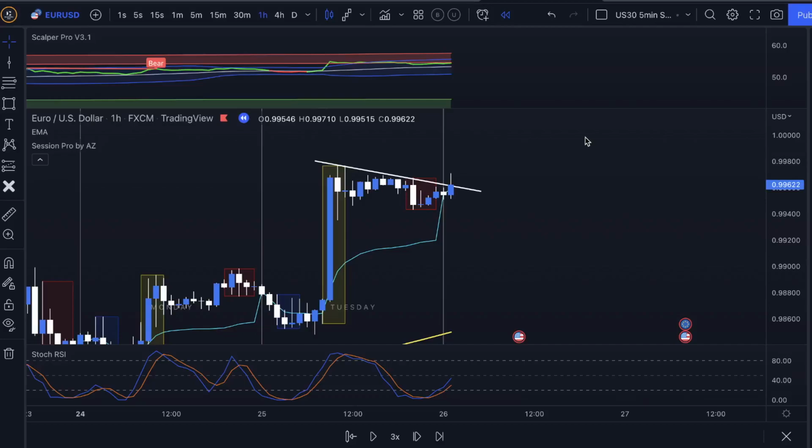Hey guys, and welcome to this little trade recap I had today on Euro US dollar. So I'm gonna start with a top-down analysis.